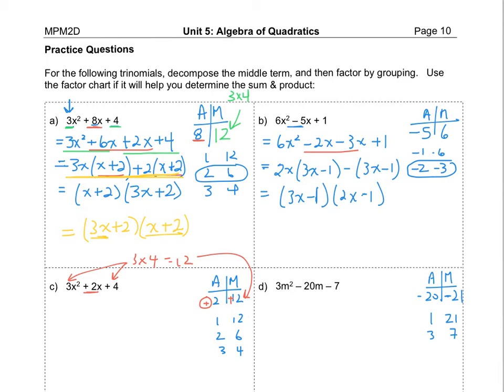Out of these, I get a 13, we get 8, and we get 7. So there's no values here that are going to work. This one does not factor for us.